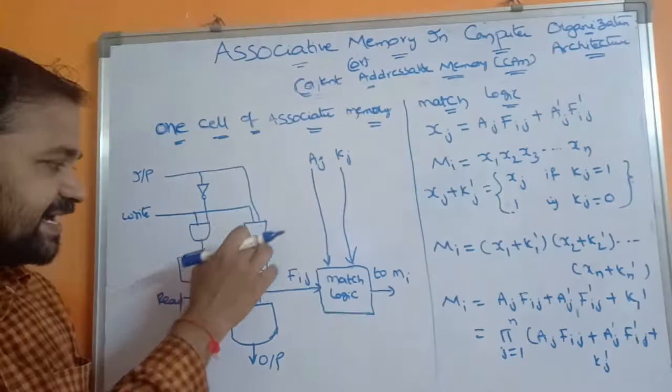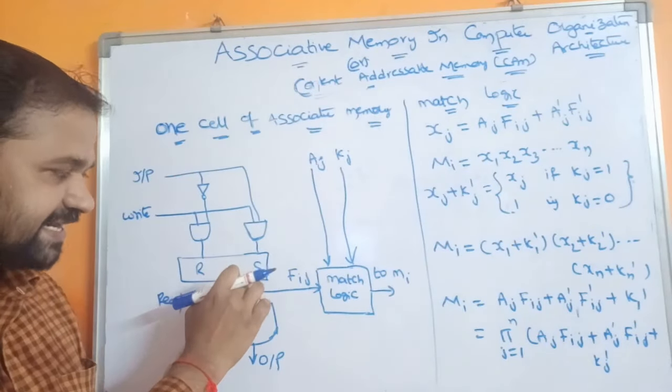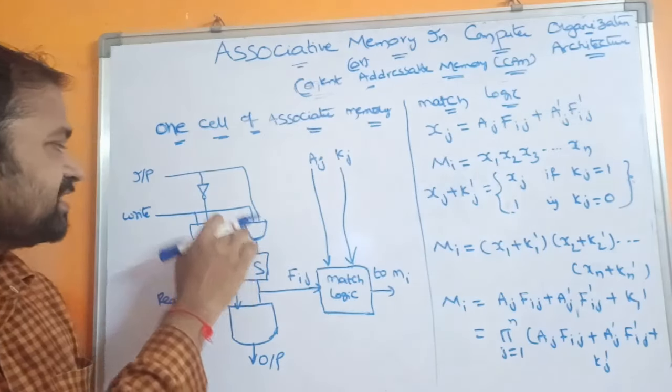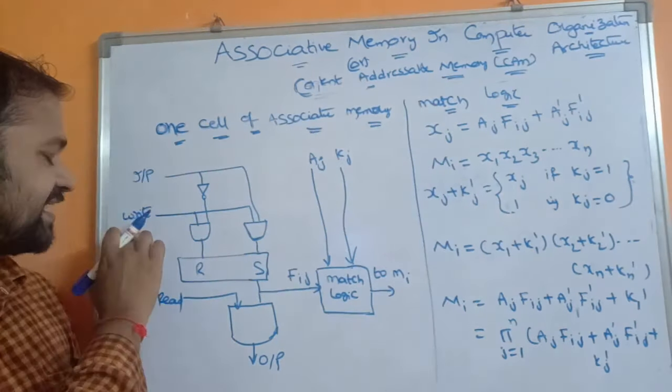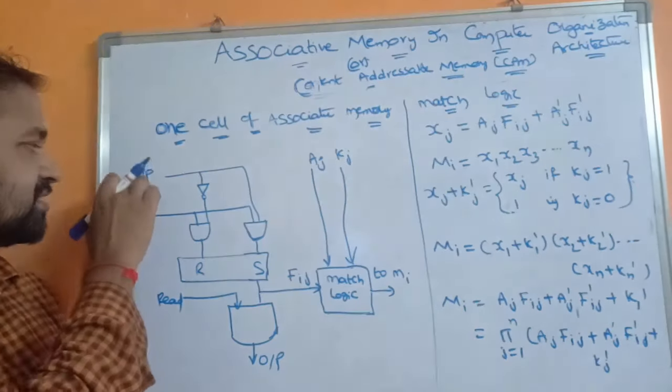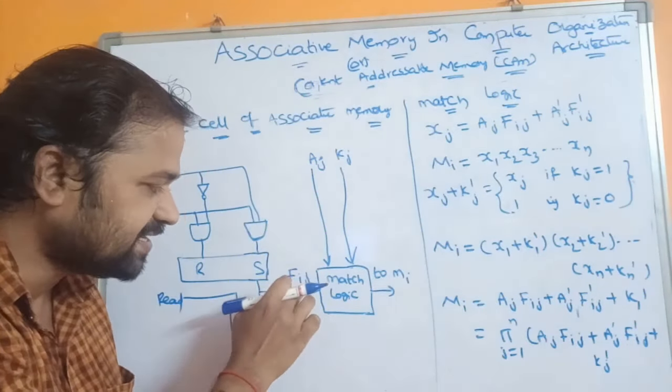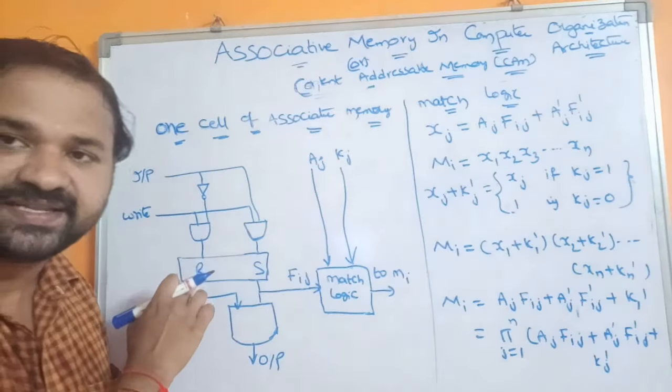So this AND gate, this S, the set input, accepts an input from the input as well as write. So during the write operation, the bit which we transferred will be stored in the storage cell Fij. So this is nothing but R.